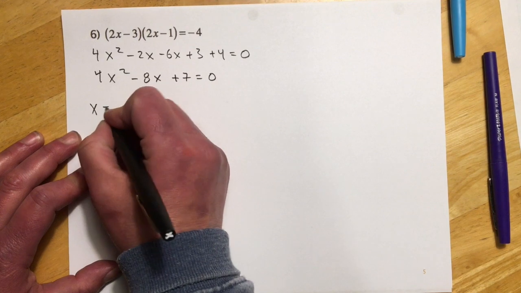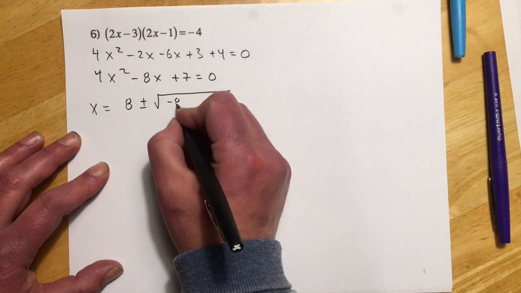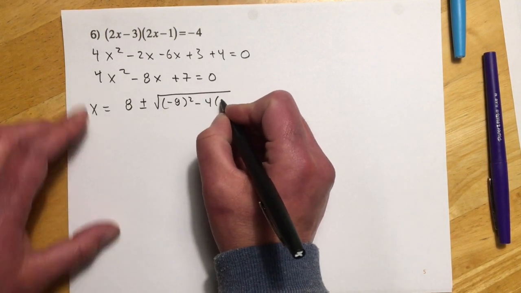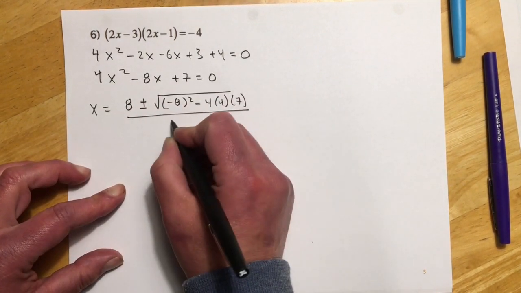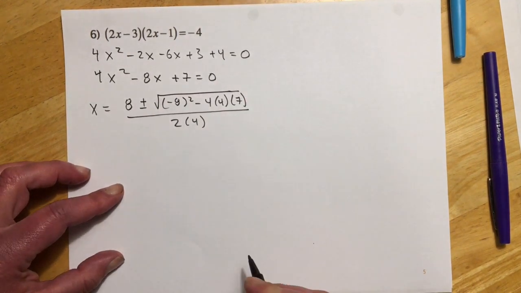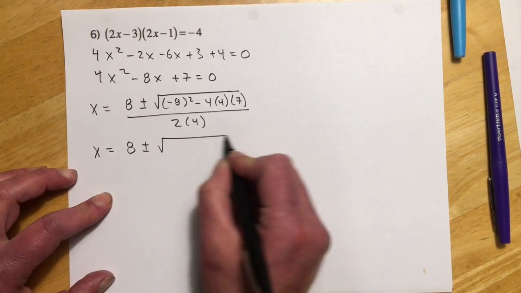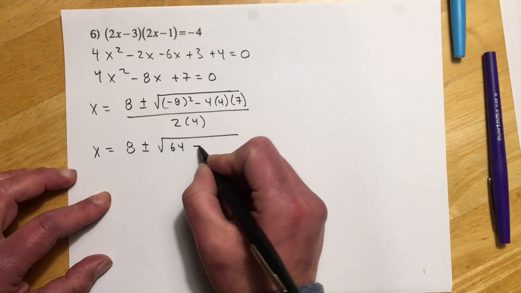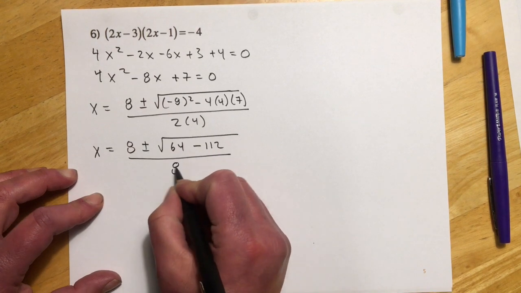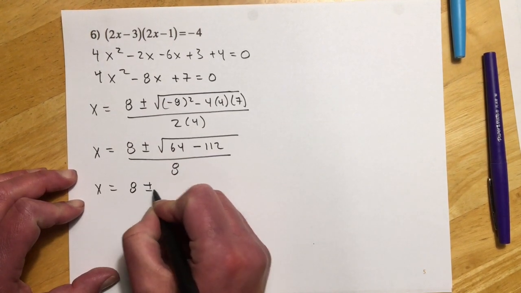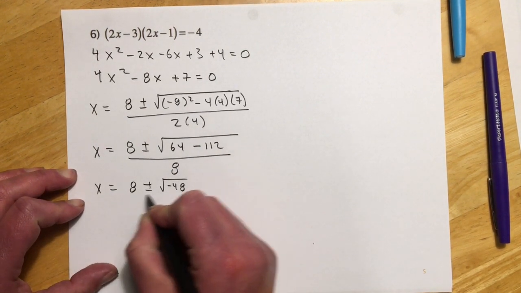So we're going to have x equals negative 8, so that's 8, and then plus or minus negative 8 squared minus 4 times a times c all over 2a. And then cleaning this up, we get x equals 8 plus or minus 64 minus 16 times 7 is 112 all over 8. X equals 8 plus or minus. This comes out to negative 48 over 8.